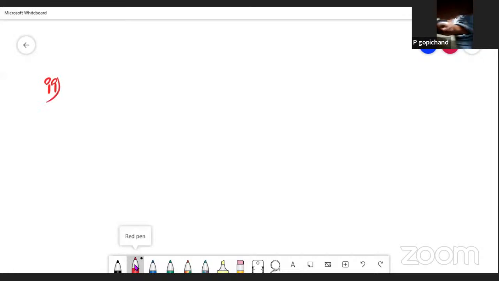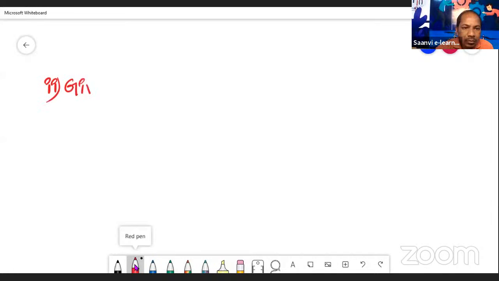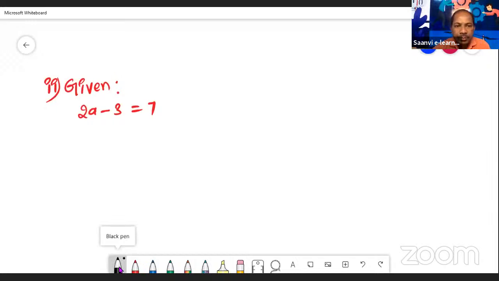Second question, given 2a minus 3 is equal to 7. Okay, 2a minus 3 is equal to given 7. So here what is the variable? The variable is a here. Variable is nothing but any alphabet. It means we have to find the value of this variable a.